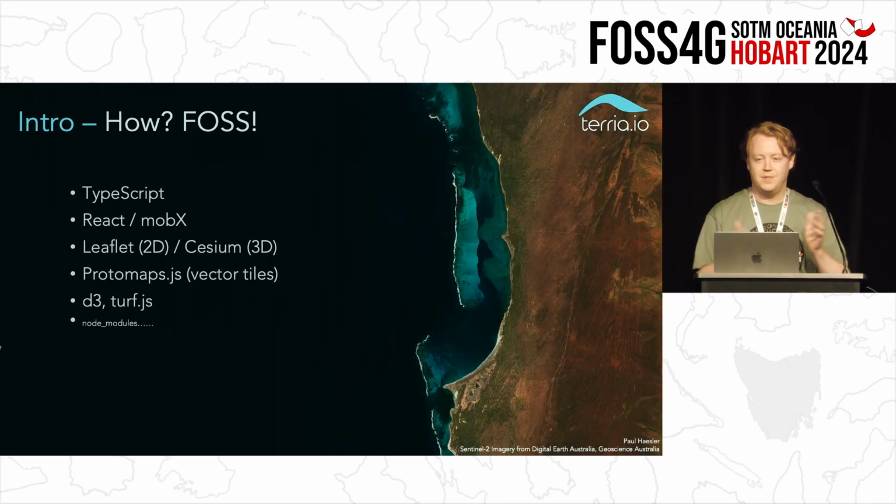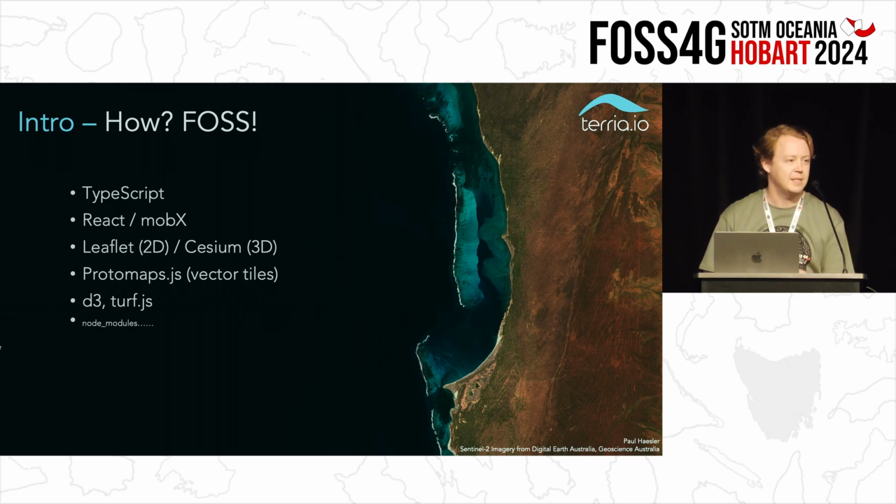So how do we do this? Well, FOSS4G, obviously. TypeScript is the language we use. React and MobX for the front-end web development. As I said, Leaflet and Cesium we heavily rely on, especially Cesium. And then we've got a few other wonderful open source geospatial libraries in there as well, like ProtoMaps, which has been getting a lot of buzz lately. And then D3, greatest data visualization library of all time. I'm sure some people won't agree with that, but I'm going to say it. TurfJS, great geospatial analytics library in JavaScript. We also rely on a lot of other JavaScript modules, as you do with web applications.